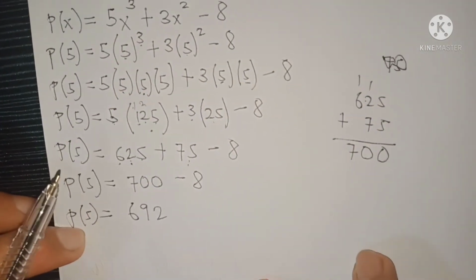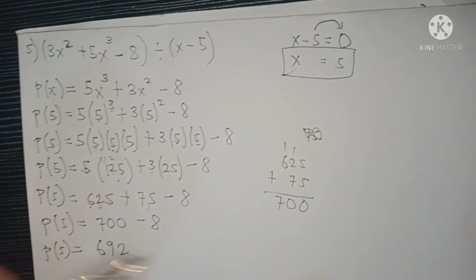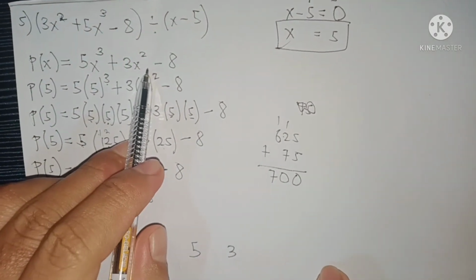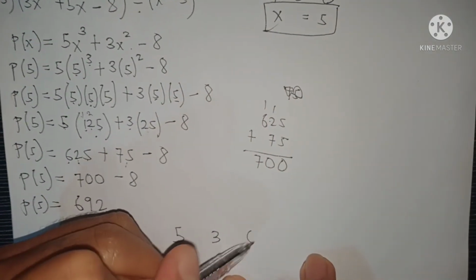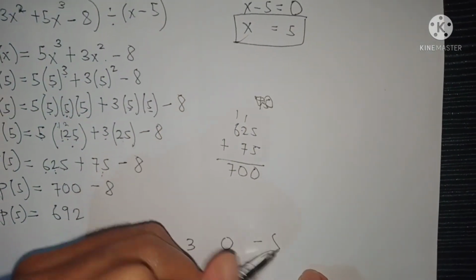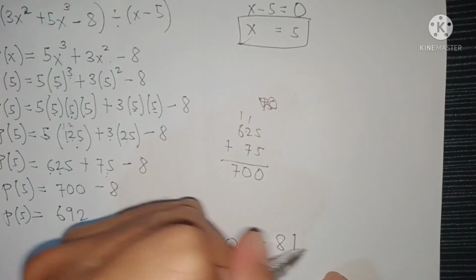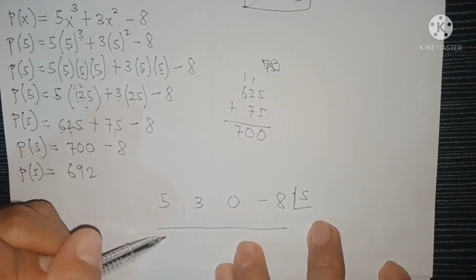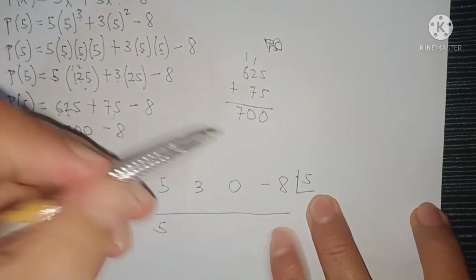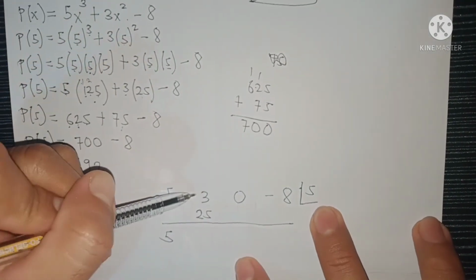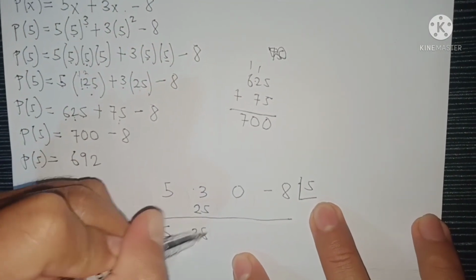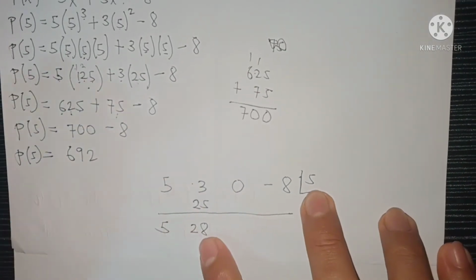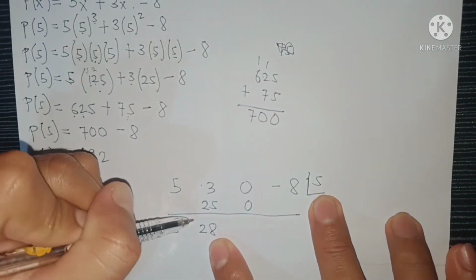Okay, so i-check natin using synthetic division. You have 5 and then positive 3, and then for the missing term, which is the linear term, insert tayo ng 0, and then the constant term, which is negative 8, and then the test 0, which is positive 5. So you have bring down positive 5. Positive 5 times positive 5 is positive 25. Positive 3 plus positive 25 is positive 28. Positive 28 times positive 5, that is 5 times 8 is 40. So you have 0, carry 4.